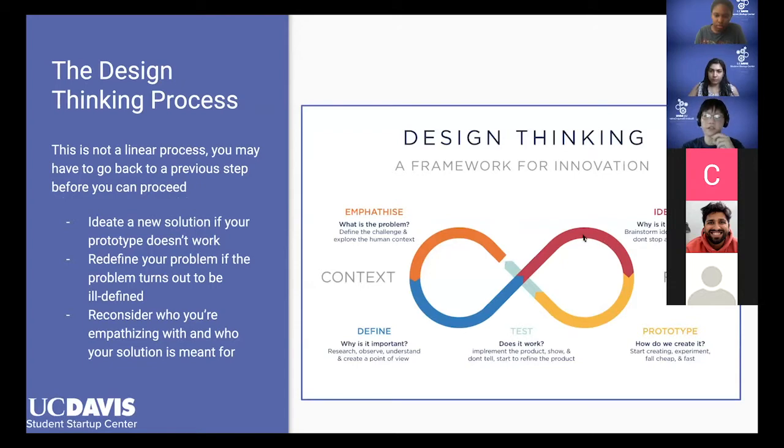So, the most obvious one is if you test your prototype and one part of it doesn't work, you can go back and ideate a new solution and create a new prototype, and then test it to see if that problem has been solved. But then you could also need to redefine your problem if your problem turns out to be not specific enough or kind of misguided in some way. And you might also need to reconsider who your customer is or who your client is, because that might change as the process goes on.